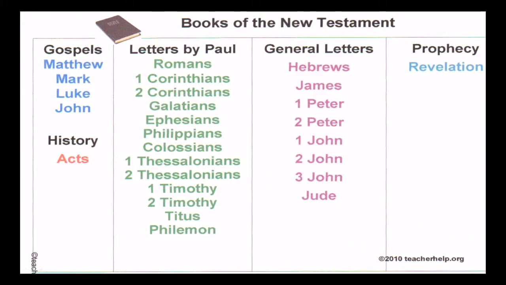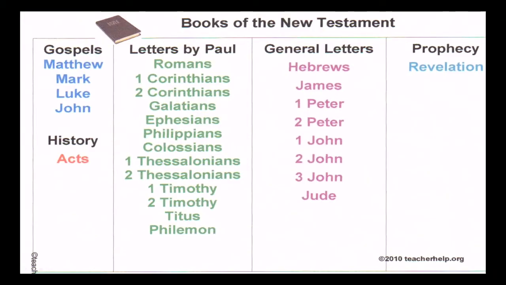The general letters, which are also known as the Catholic or the Universal, we have Hebrews, James, First and Second Peter, First, Second, and Third John. Lastly, Jude. The last category, we have prophecy. The prophetic book in the New Testament is only one, Revelation. And we have said it's also known as the Apocalypse.